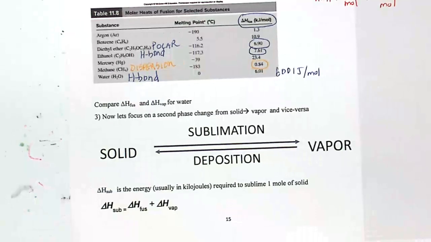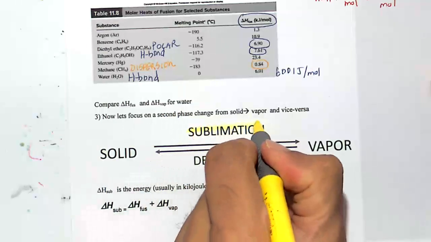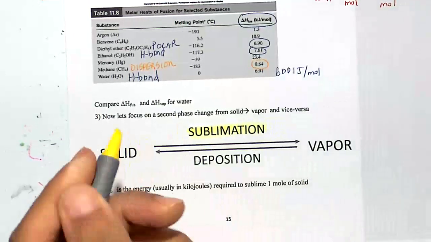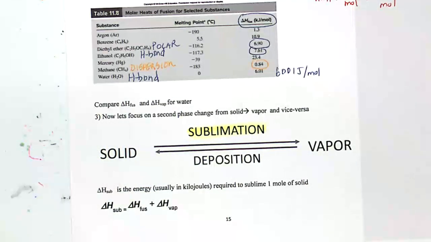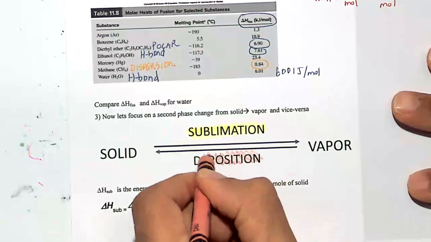All right, let's do another phase change, everyone. A solid going straight to a vapor, we call that sublimation. A vapor going straight to a solid, we call that deposition. Solid going straight to a vapor, sublimation.